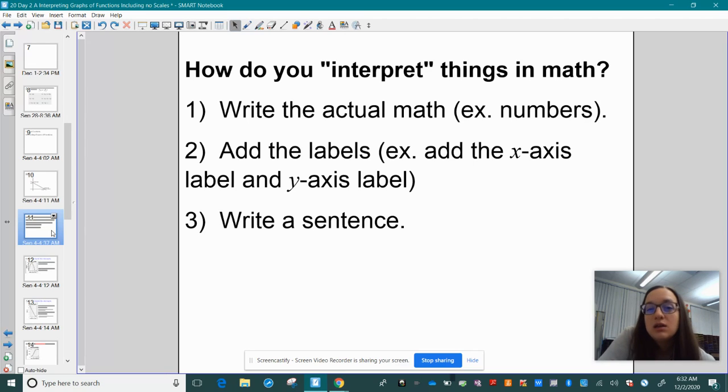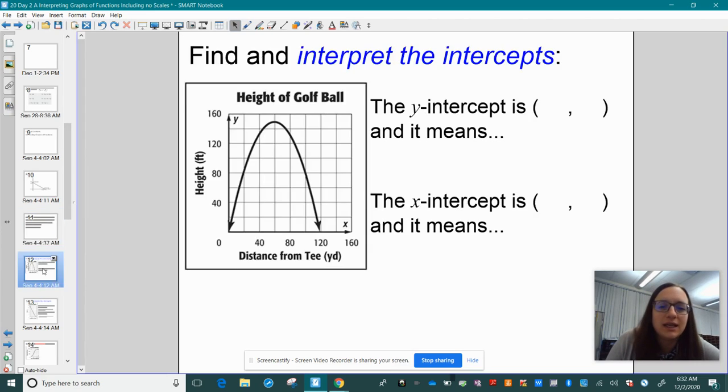So how do we interpret things in math? Well, one, we can write the actual math with numbers. Two, add the labels. Labels will be very helpful today, not only reading them, but making sure you put your labels on your work. Add the x-axis label and the y-axis label, right? And three, writing a sentence. Notice it doesn't say you have to write a paragraph. We're not writing a 5-page paper. A sentence, okay? A sentence.